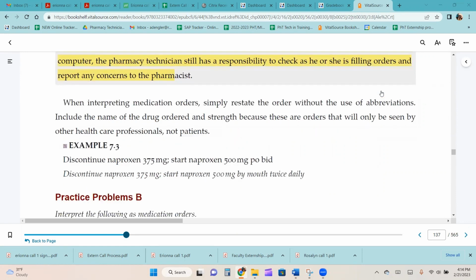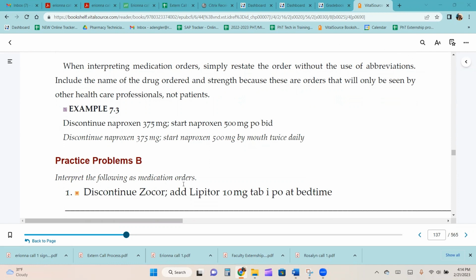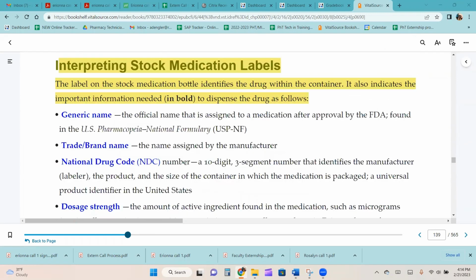When interpreting medication orders, simply restate the order without the use of abbreviations. Include the name of the drug ordered and strength, because these are orders that will only be seen by other healthcare professionals, not patients. So that's the difference between prescriptions and med orders. So an example, discontinue naproxen 375 milligrams, start naproxen 500 milligrams, PO BID, you would write it as discontinue naproxen 375 milligrams, start naproxen 500 milligrams by mouth twice daily. Practice problems B, you can do for your own practice.